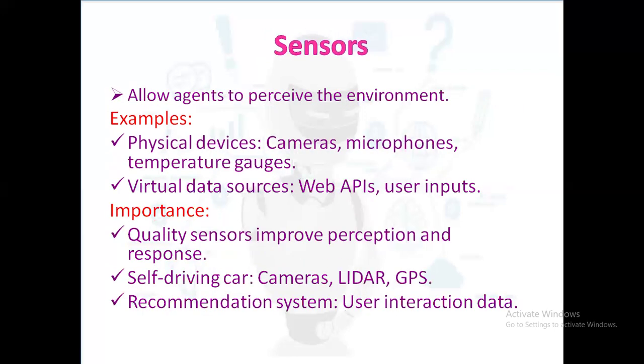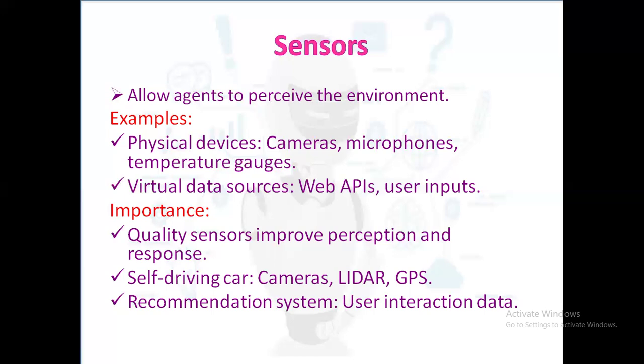Next, the perception, the sensors. Perception allows agents to gather information about their environment, enabling them to make informed decisions and take appropriate actions. For physical devices, this can involve sensors such as cameras, microphones, or temperature gauges, which help the agent to detect and interpret real world stimuli.